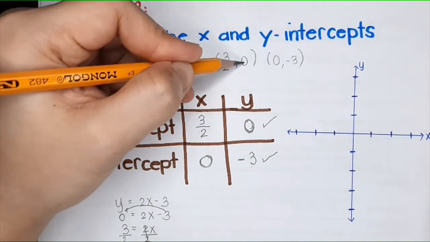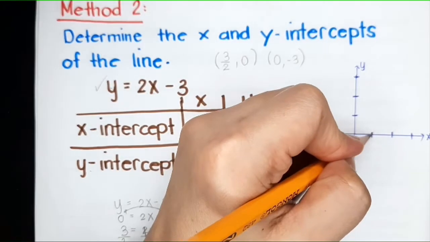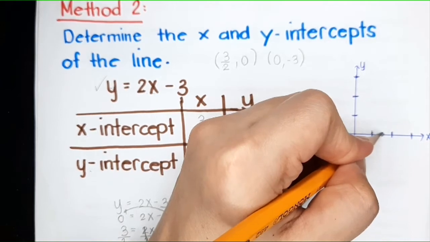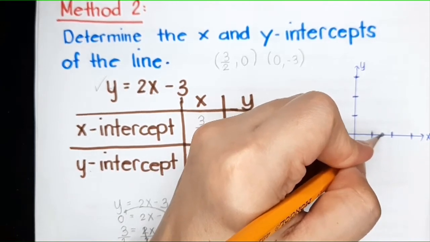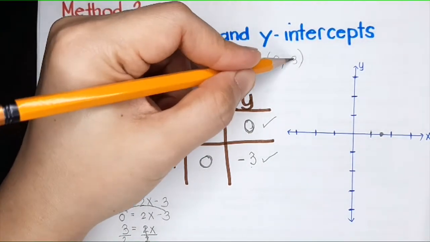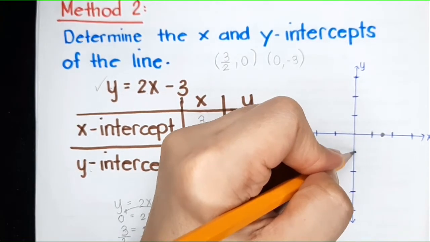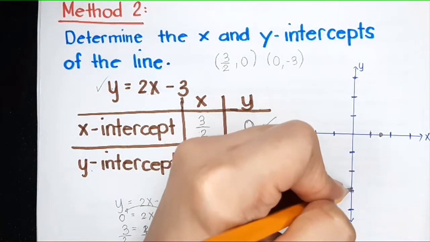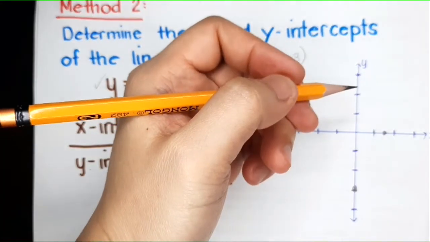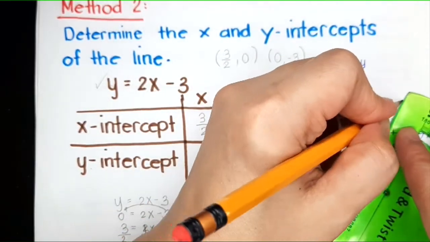So, 3 halves, 0. 3 halves is 1 and 1 half. So, this is 1. And then, ito yung kalahati. So, dito. Ito yung 3 halves, 0. Hindi na siya aakyat kasi 0 naman yung y. Okay? What about 0, negative 3? So, 0, and then negative 3. 1, 2, 3. Dito. Okay? And then you connect these 2 points and then you have a line.